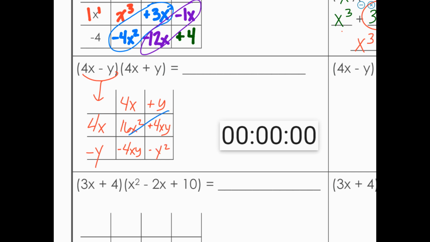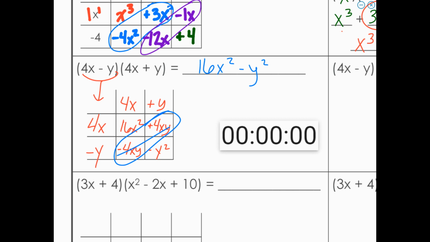See, you guys, it's negative. What happens with my like terms here, guys? They cancel out. So I'm left with 16x squared minus y squared.